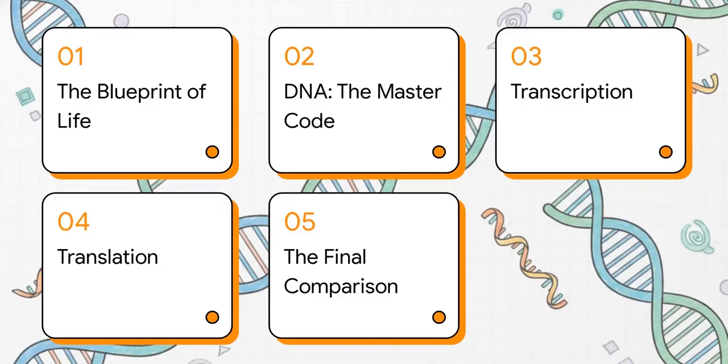Here's our roadmap for today's journey. We'll start by unlocking the blueprint of life and looking at DNA, the master code. Then, we'll follow that code as it's copied during transcription and used on the factory floor during translation. Finally, we'll wrap up with a side-by-side comparison. Let's get started. Part 1.